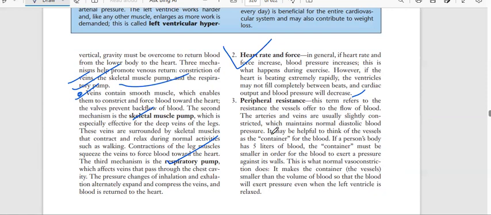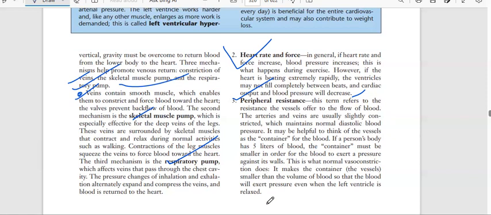Okay, next we have peripheral resistance. This term refers to the resistance the vessels offer to the flow of blood. The arteries and veins are usually slightly constricted, which maintains normal diastolic blood pressure. It may be helpful to think of the vessel as the container of the blood. If a person's body has 5 liters of blood, the container must be smaller in order for the blood to exert a pressure against its walls.